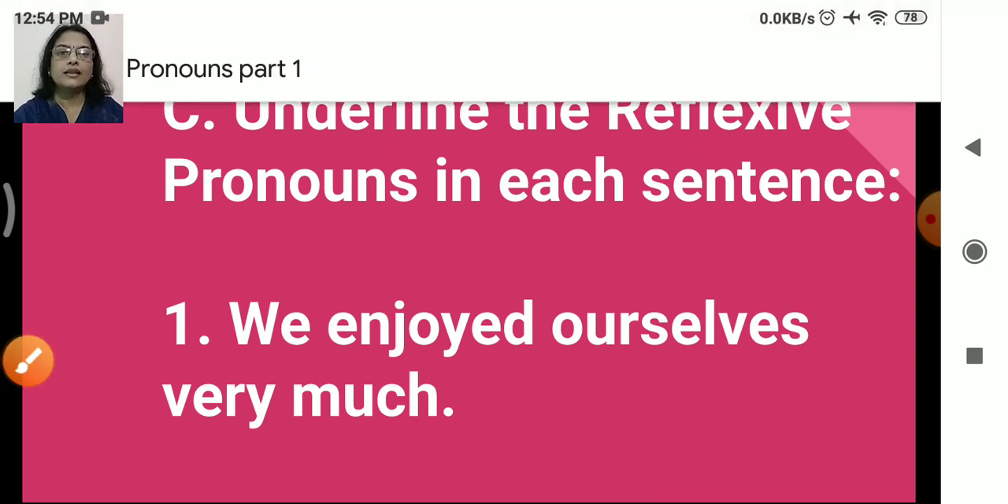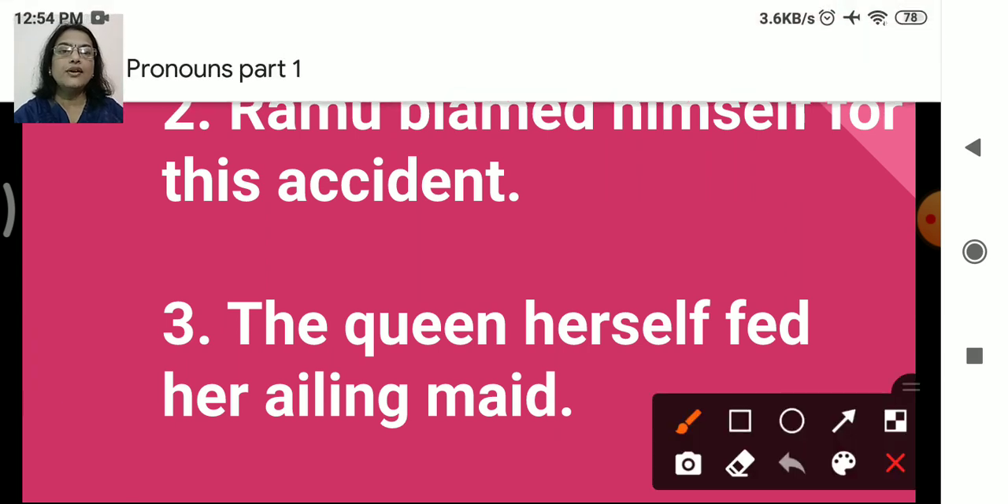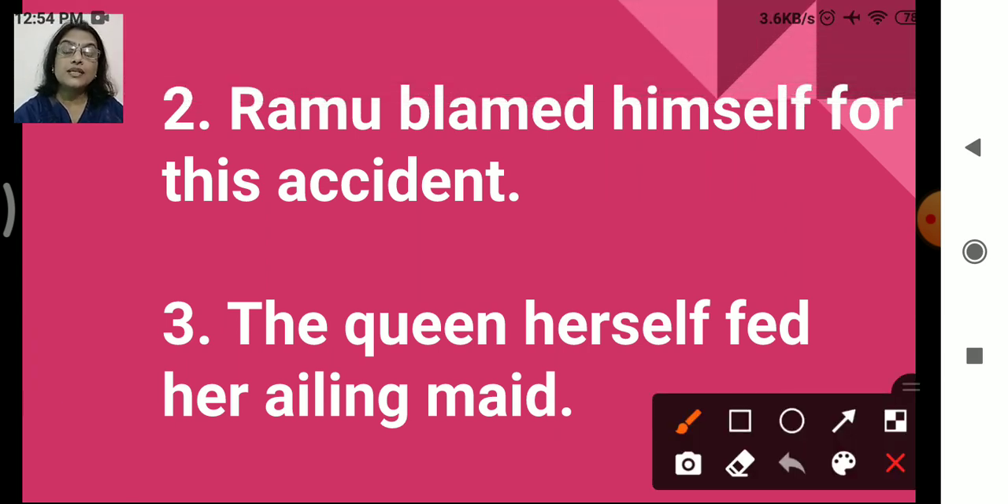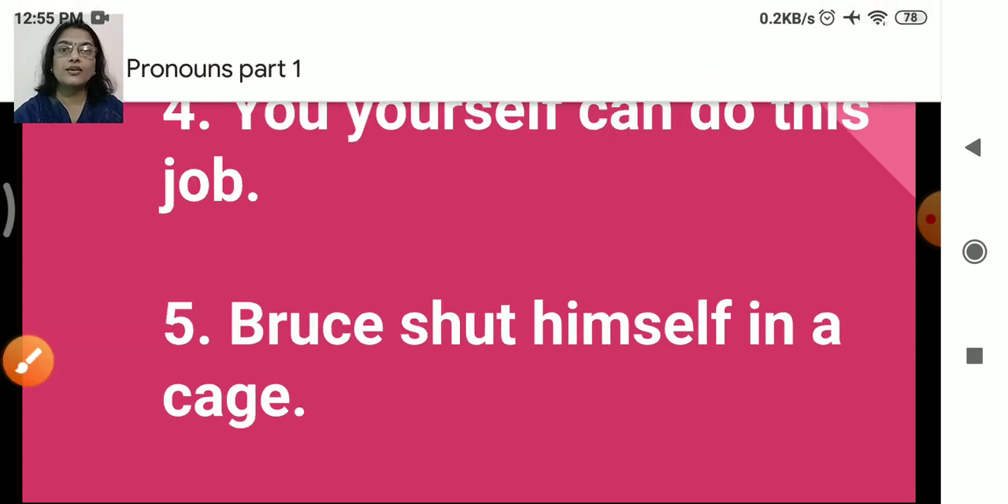Okay. Then, Ramu blamed himself for this accident. That means what is the subject here? Ramu. And about what are we talking about? Himself, for this accident. Blamed himself. So which is the reflexive pronoun here? Himself. The queen herself fed her ailing maid. Here it is herself. Okay.